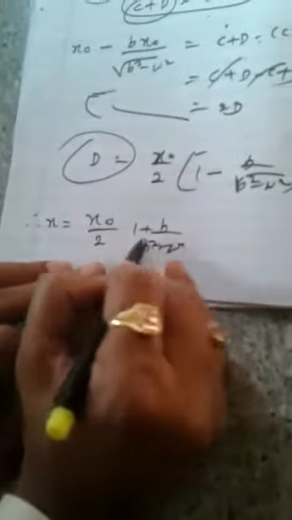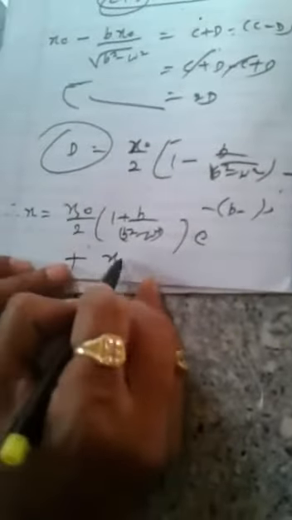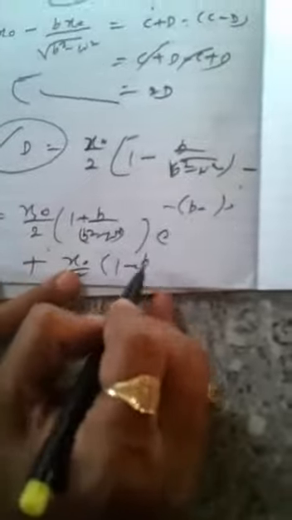So substitute these c and d in the standard equation. Therefore x is equal to x naught by 2, 1 plus b by square root of b square minus omega square, into e to the power of minus b minus whatever value is there, plus instead of d again x naught by 2, 1 minus b by square root of b square minus omega square, and all this is there. So this is the general equation or general solution for the damped equation. Okay, here we need to write it.